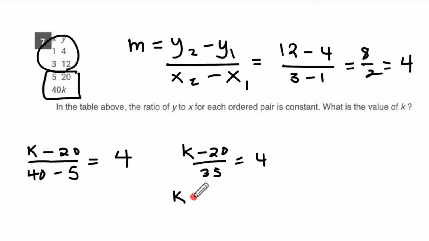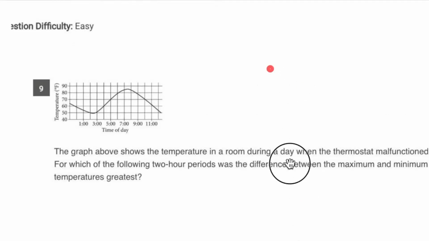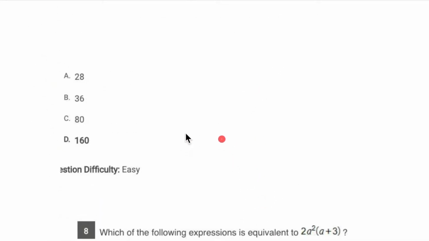Multiply both sides by 35. K minus 20 equals 140. And then I'm just going to add 20 to both sides, and we get K equals 160. And the answers are somewhere. They must be on the next page. There we go. 160 is the answer. And that, again, is an easy problem. Look how many easy problems they give you.